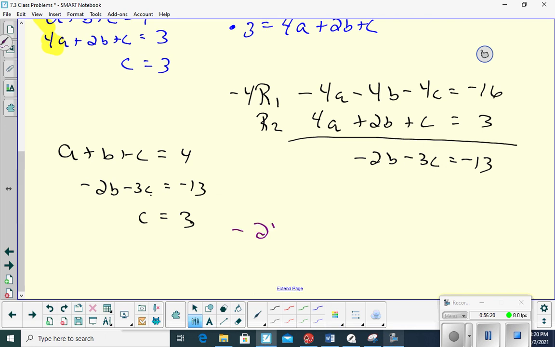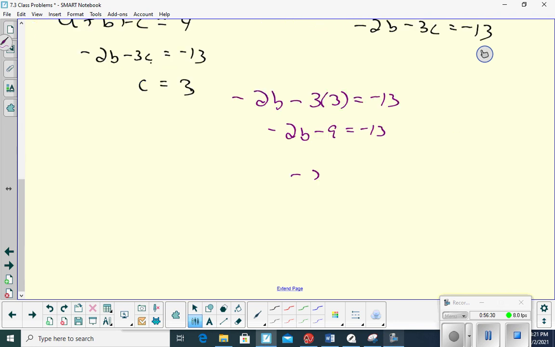So I'm going to do negative 2b minus 3 times 3 is equal to negative 13. So negative 2b minus 9 is equal to negative 13. Negative 2b is equal to negative 4. b is equal to 2. So my b is equal to 2.